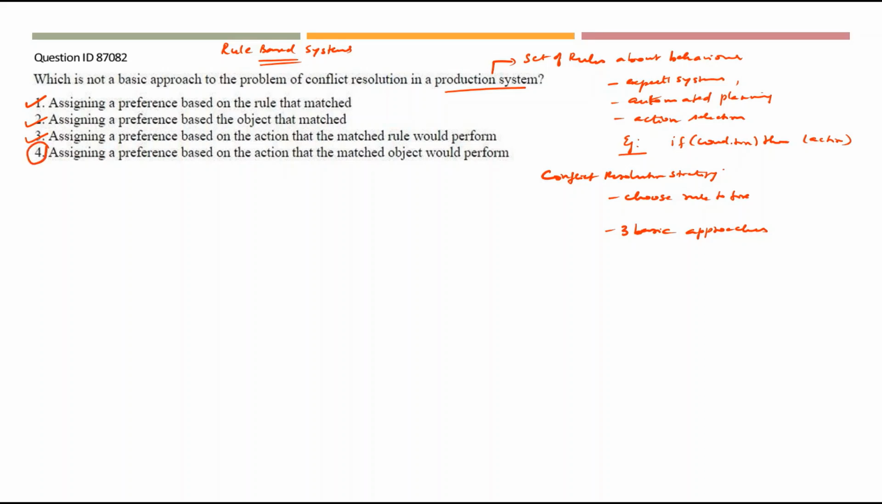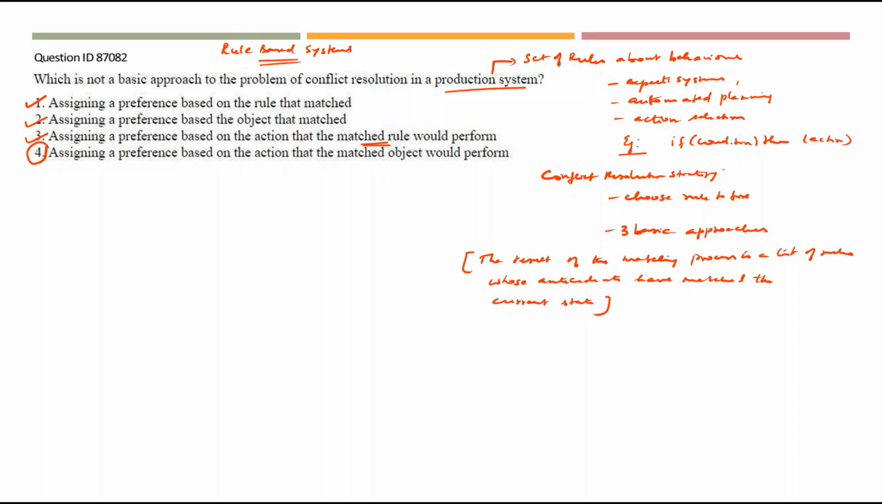This is not a basic approach to the problem of conflict resolution in a production system. So what is it? Assigning a preference based on action that the matched object should perform. No, it is the action that the matched rule should perform. That's why in the starting I told you a statement. If you want, I can just write it for your information. The result of the matching process is a list of rules whose antecedents have matched the current state.